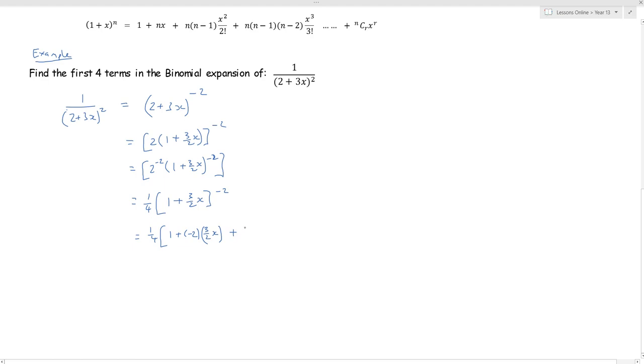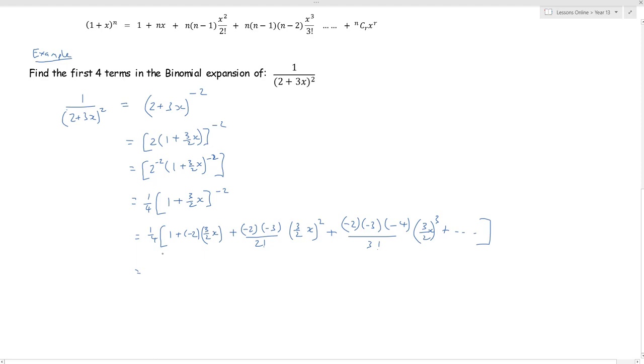plus, minus 2 times minus 2 minus 1, minus 3, divided by 2 factorial, times 3 over 2x all squared. And I need one more term to get the fourth term. So minus 2 times minus 3, minus 3 minus 1, minus 4 over 3 factorial, times 3 over 2x to the power of 3. And it carries on.